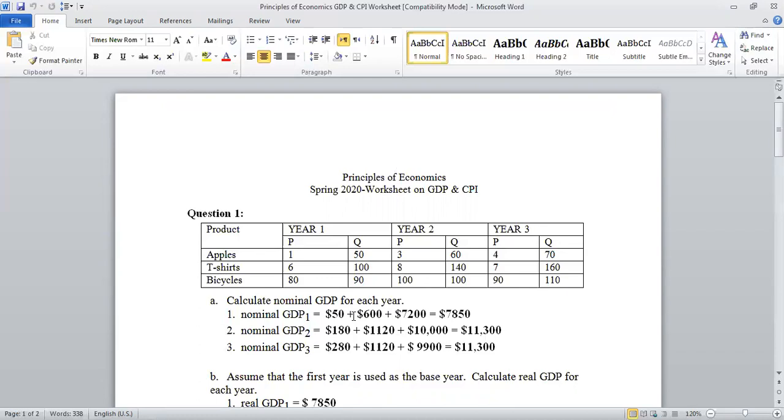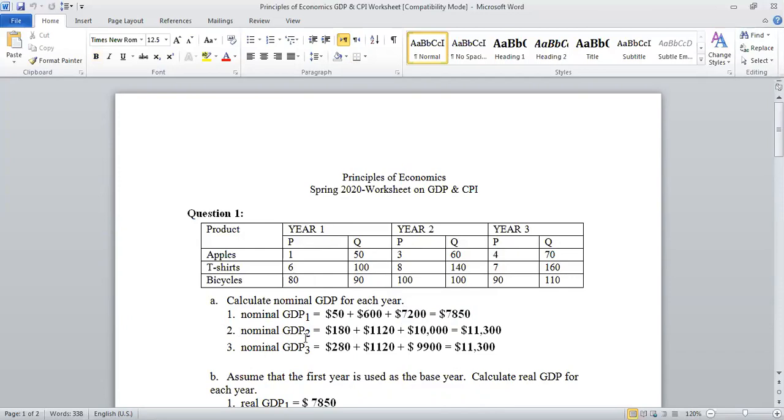Okay? How do we get the nominal GDP? Price times quantity for the 3 products. So for year 1 we have apples. This is 1 times 50, you get 50, plus 6 times 100, you get 600, plus 80 times 90, you get 7,200. Add the 3, you get 7,850. So again, nominal GDP is price times quantity for each year for each product.